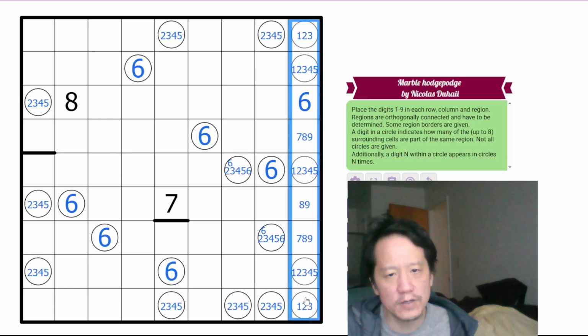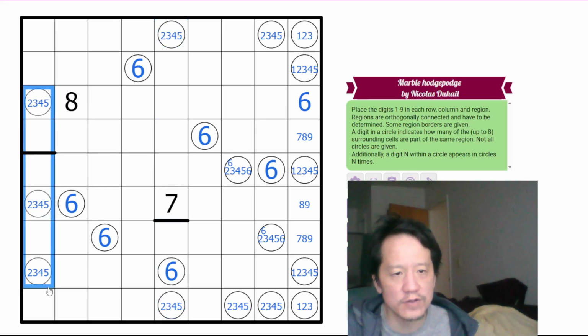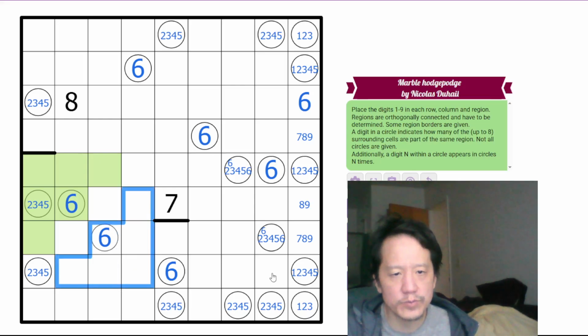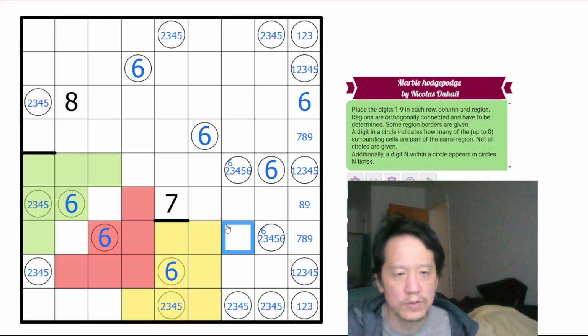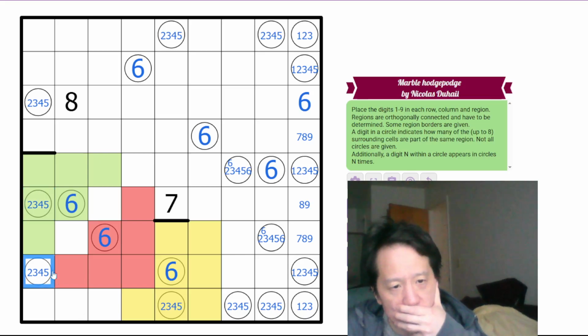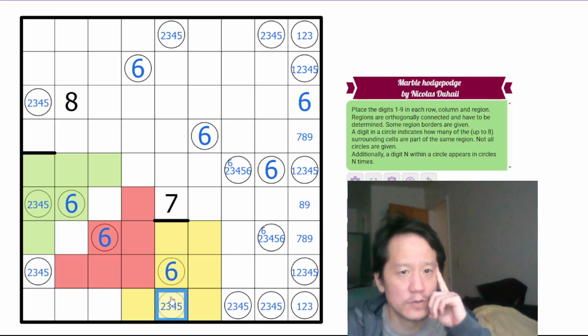5 has to be here, one of these, one of these, one of these, one of these, and one of these. Okay. So this would be, again, green. This would be red. This would have to be yellow. This would be guaranteed not to be a 5. This would be 4. Oh, that's interesting.